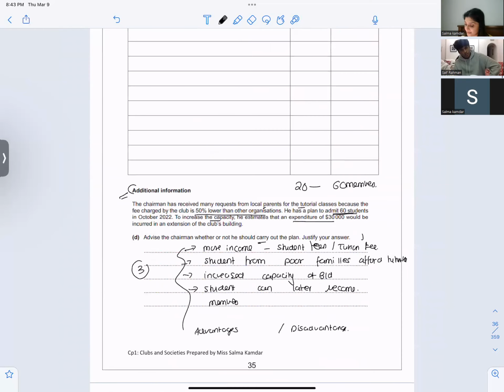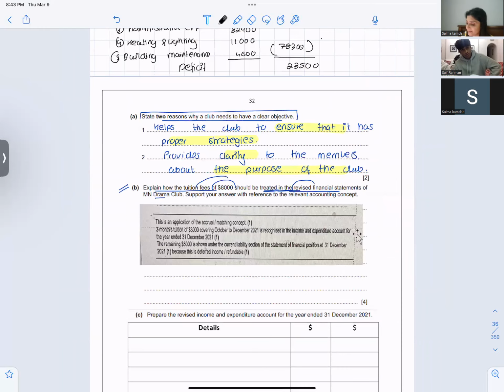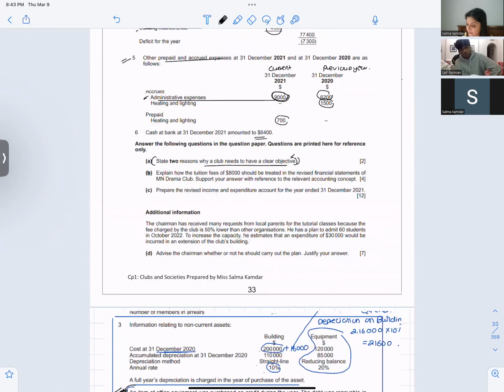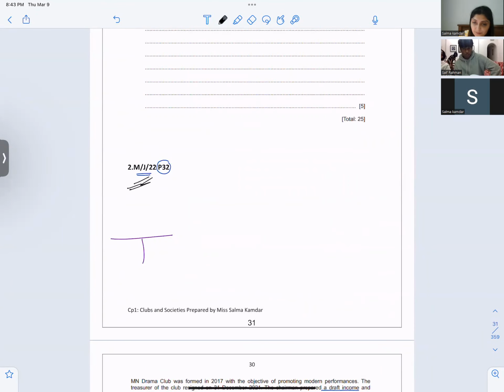Just write the answer for it after you go home. With this, we complete the question of MN Drama Club. It is page number 32 and May, June 2022, paper 32. Okay?